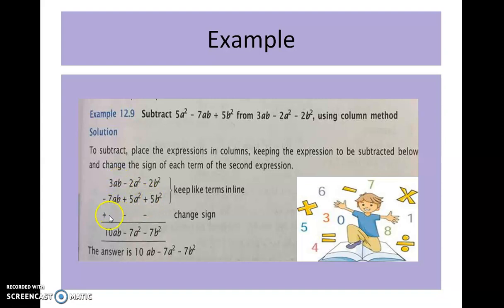So it will be 3ab plus 7ab, 10ab, minus 2a square plus 5a square minus 7a square, minus 2b square minus 5b square minus 7b square. So the answer is 10ab minus 7a square minus 7b square.